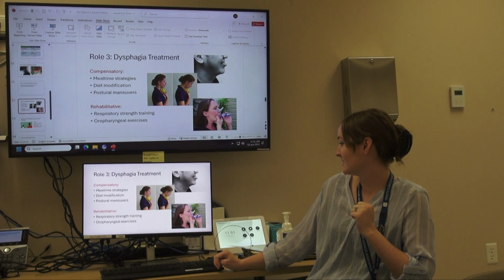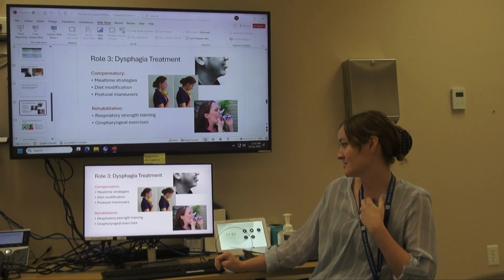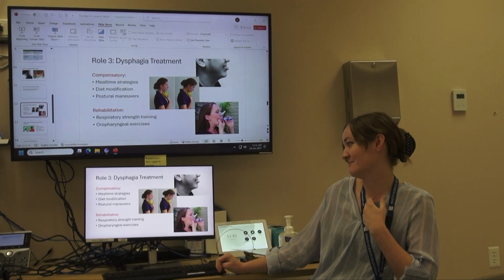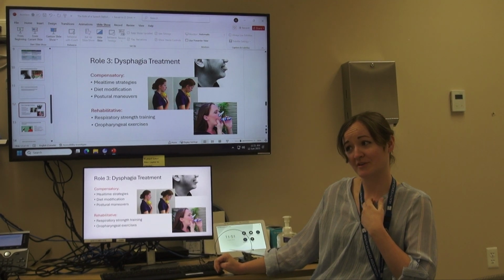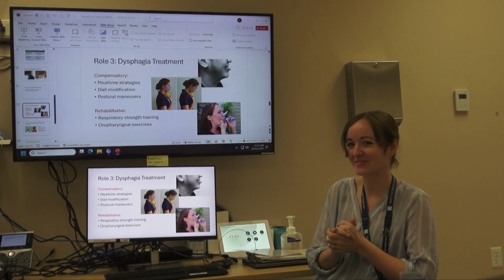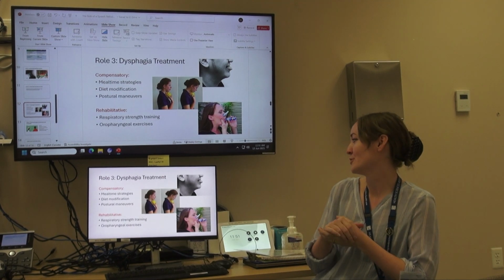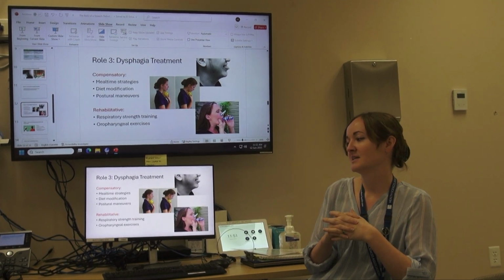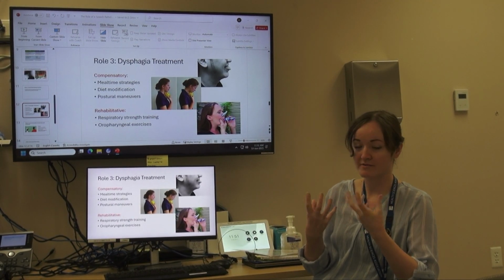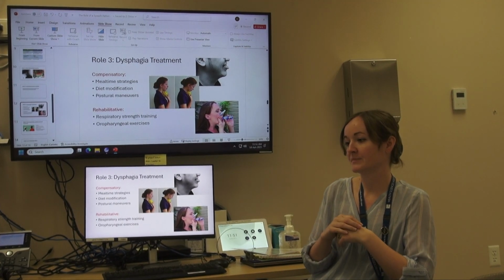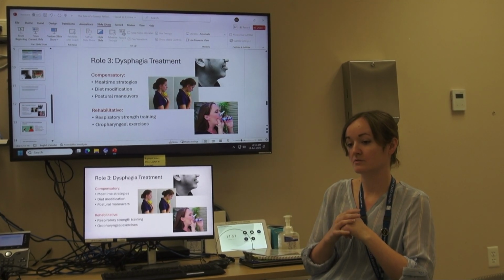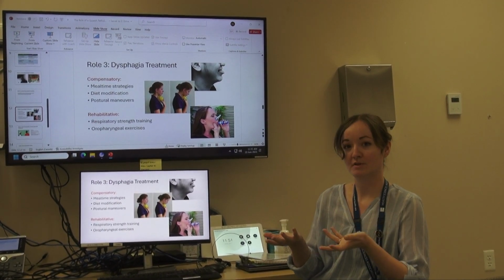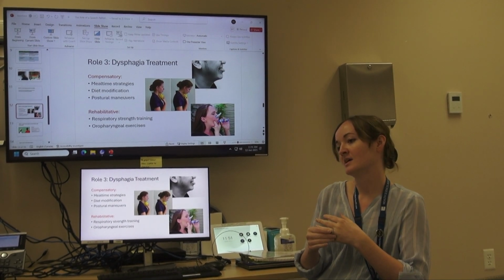And then I also work with folks to try and rehabilitate the swallow. I don't want to identify a severe dysphagia, put someone on a puree diet, and then say good luck. Ideally, we are treating it. We're coming up with a plan of care or an exercise program to strengthen whatever weakness there is. A lot of the times this might be respiratory strength training, so that when things go down the wrong way, people can cough them back up more effectively.